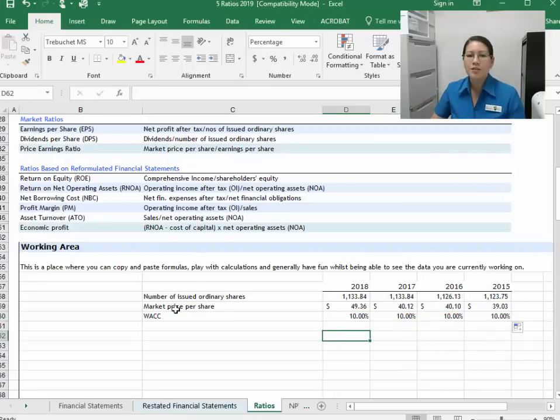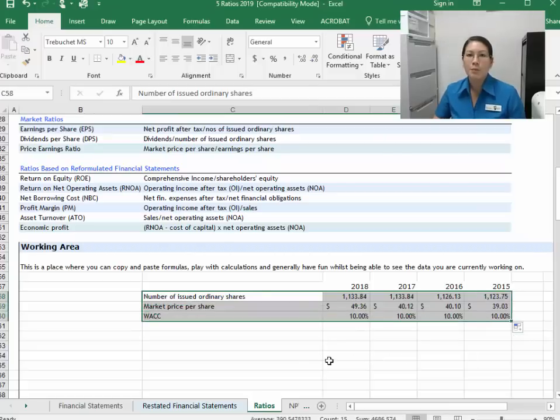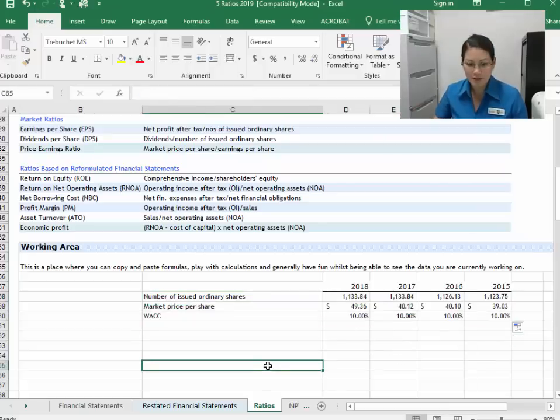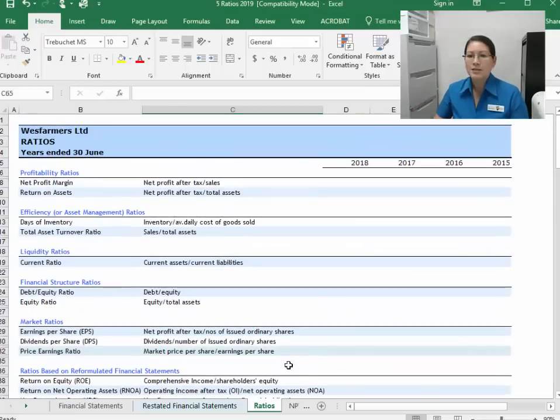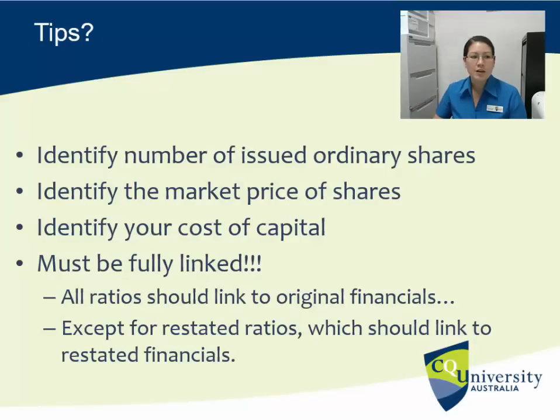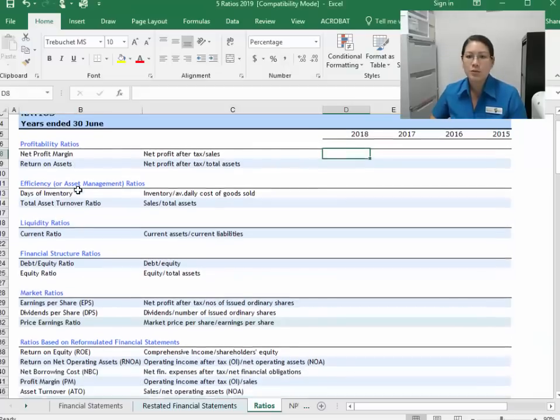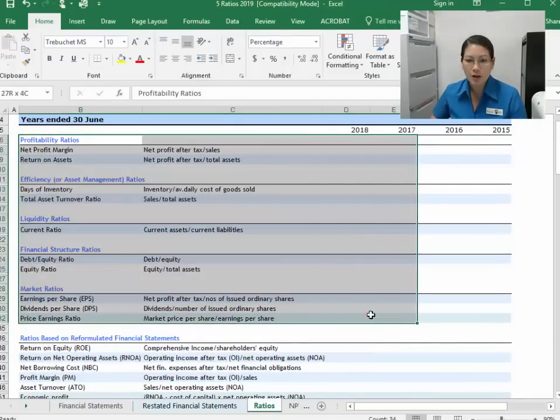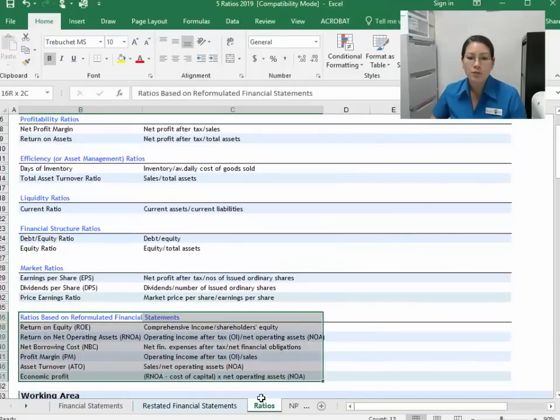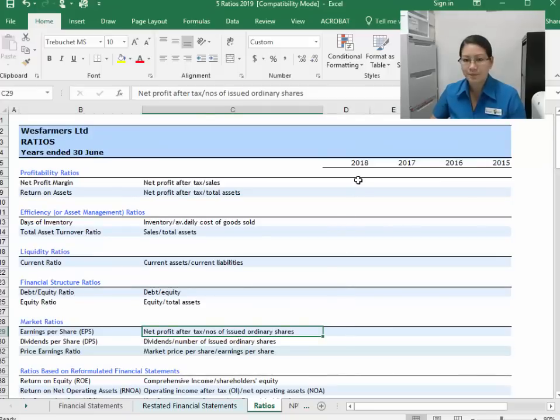So they're essentially the three items that I need for every year to make my life easy when I do the ratios. Okay, so scroll back up now. We're going to actually complete the ratios. It's going to be fully linked. There's not one bit I'm going to type in there. I'm going to link completely to the original financials and the restated financials. So I'm going to link to the original financials for this section and then the restated financials for this section.